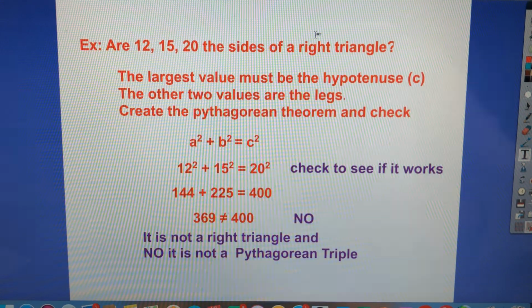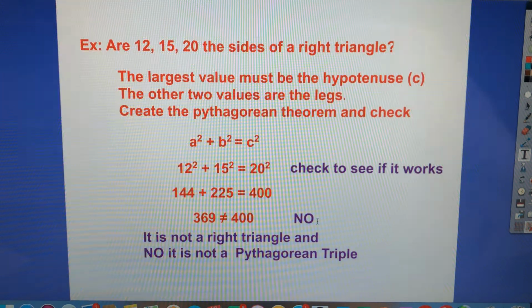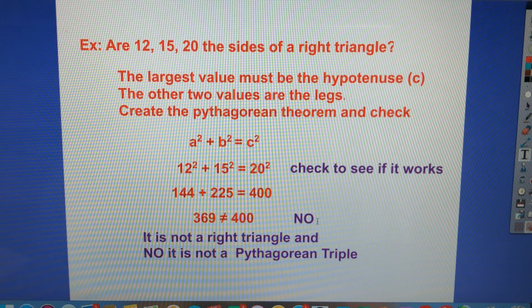Are 12, 15, and 20 the sides of a right triangle? Same thing. The largest one is 20. Put it in. Fill in 12 and 15 as your legs. I get 369 does not equal 400. Therefore, this is not a Pythagorean triple. Those three sides might create a triangle. There's another formula for that, but it won't be a right triangle.